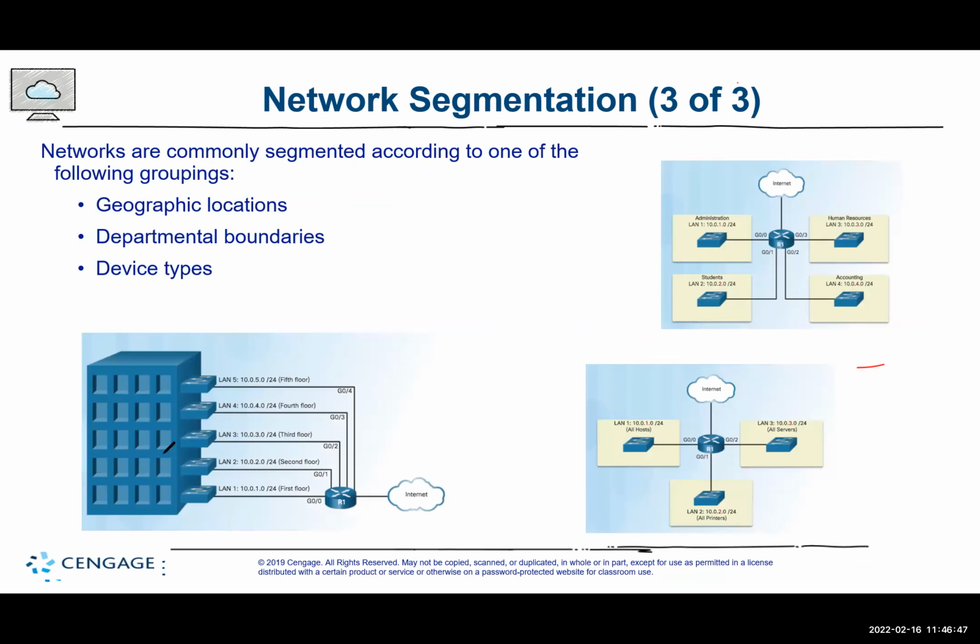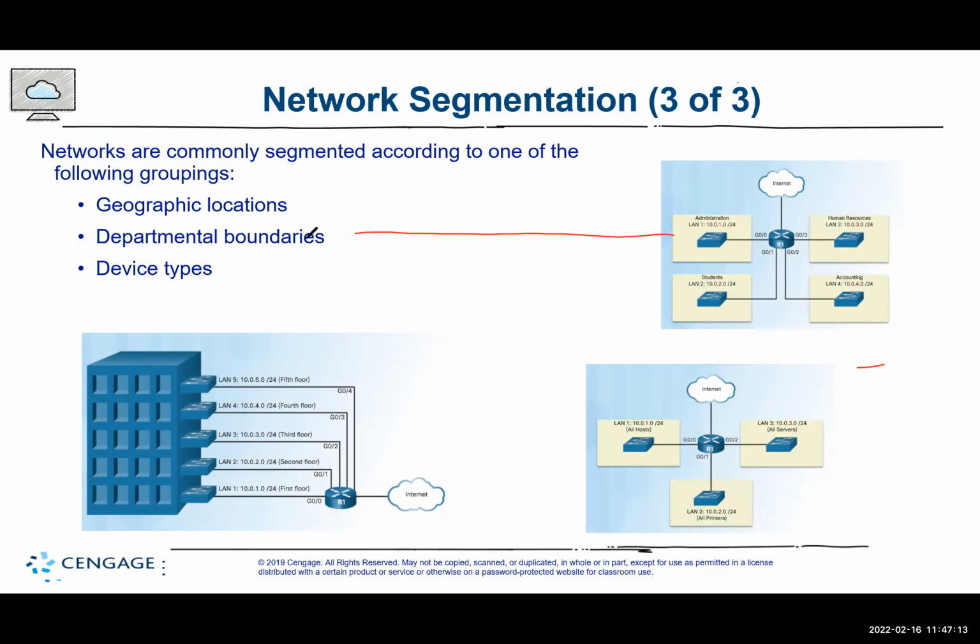So in the case of network segmentation, you can do it by geographic location. I can think about this one: you can break it down so the first floor is one network, the second floor is another network, and so on. Or it can work with the department boundary. This is the case where you work with the department boundary.